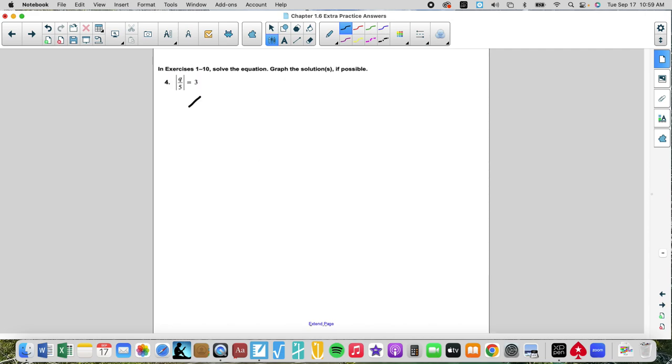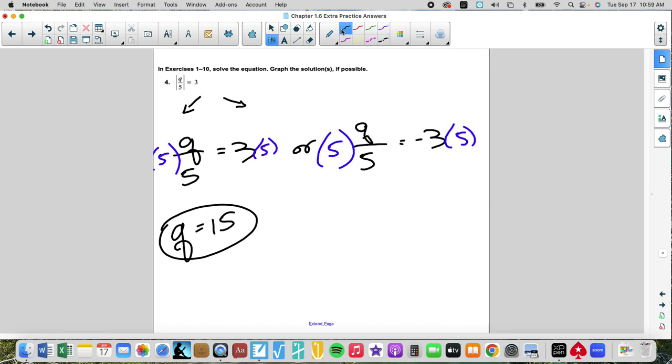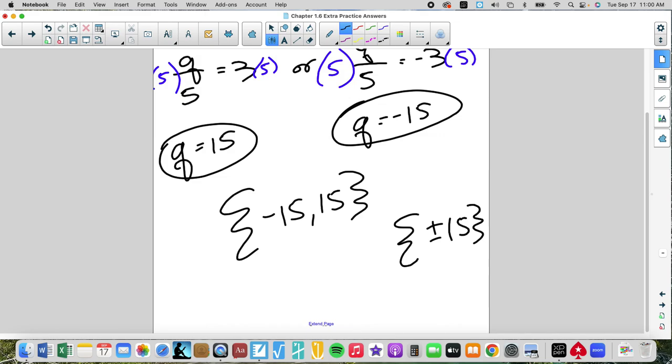Here, my absolute value is isolated. I'm going to write q over 5 equals 3, or q over 5 equals negative 3. We'll multiply both sides by 5. Q equals 15 is one of my solutions. We multiply both sides by 5, and we get q equals negative 15. So we can write negative 15, positive 15, or we could write plus or minus 15.